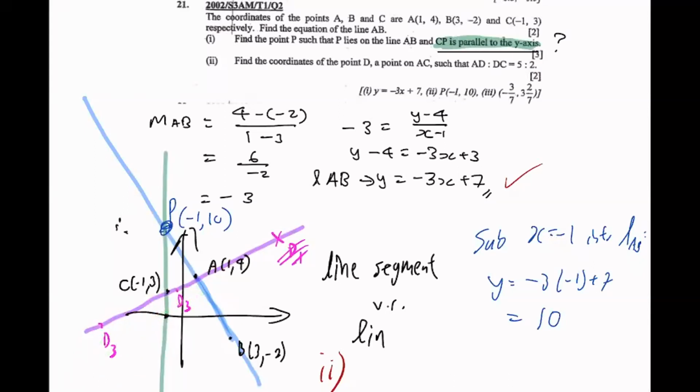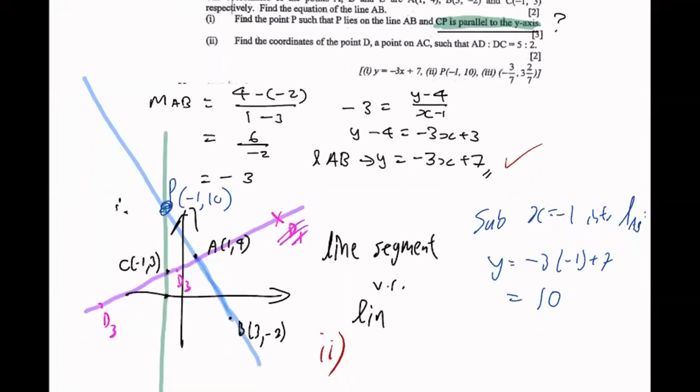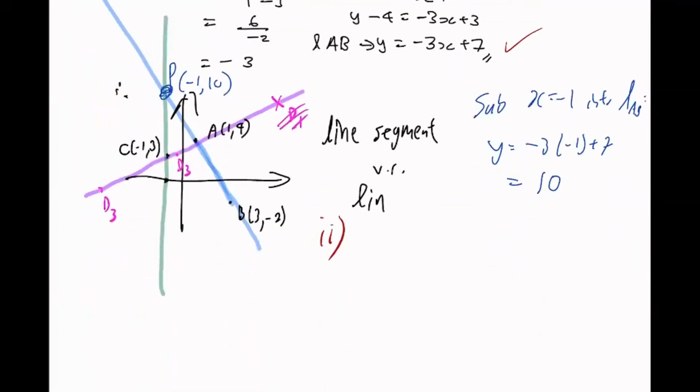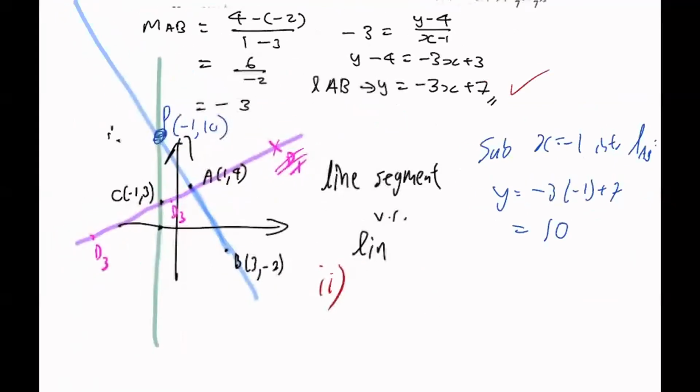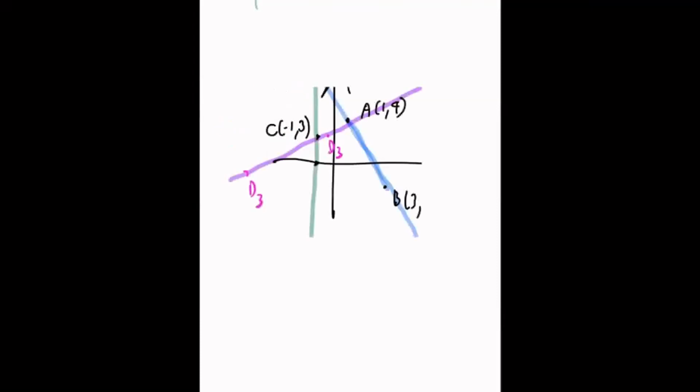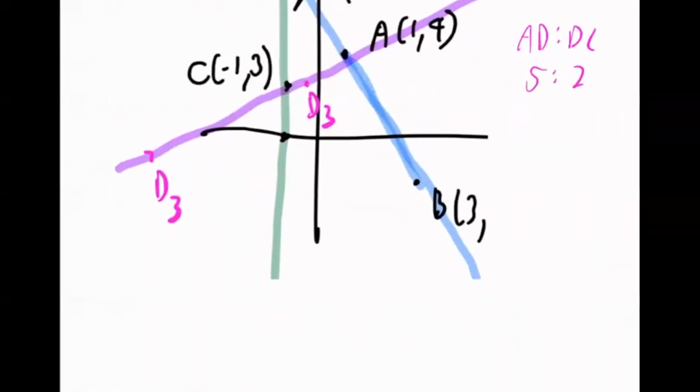So knowing this, vectors? AD to DC? Maybe I should draw a bigger picture. Let me just take a screenshot first, and then I zoom in. I need a new page. What was it? AD to DC ratio, what was it again? What's the ratio? 5:2. Okay, let's take a look. How do we do this?